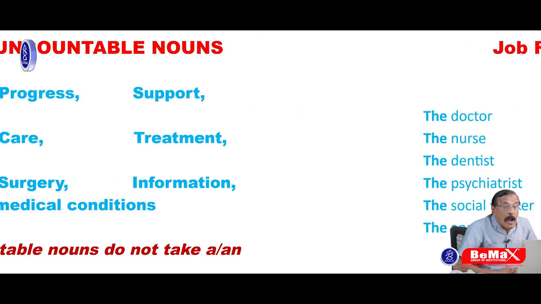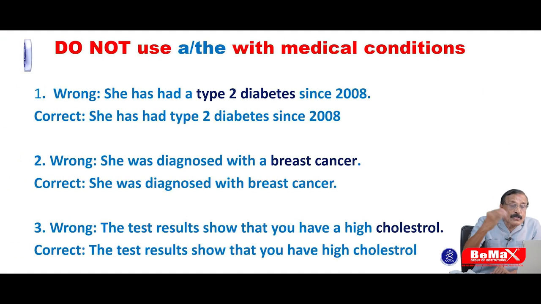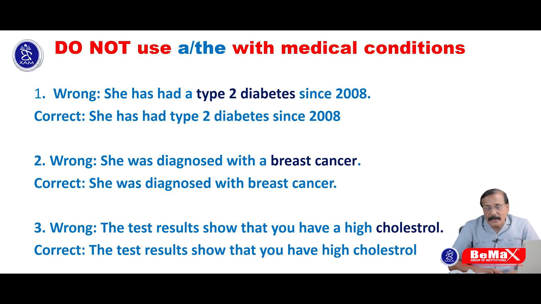Now, uncountable nouns, which I already told you: pain, progress, support, advice, care, treatment, assistance, surgery, information, name of medical condition. Uncountables do not take an. That is the key. Again, don't use a with a medical condition. For example, it is wrong to say that she had a type 2 diabetes mellitus. Cannot say that, because that is a disease condition. You have to say she has had type 2 diabetes, not a.